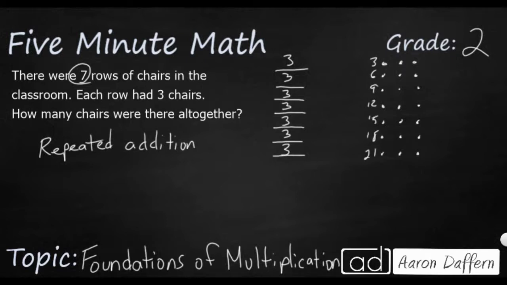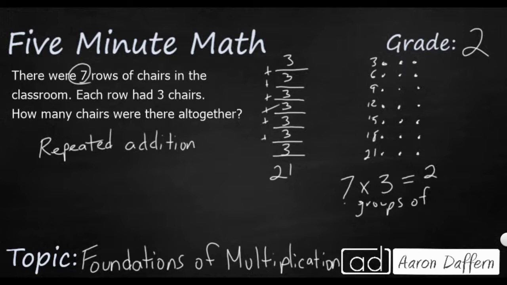So if I wanted to, I can say 3 plus 3 plus 3 plus 3 plus 3 plus 3 equals 21. Or I could say 7 times 3. So 7 times 3 means I have 7. You can think of the times, the X symbol there, as the words groups of. So 7 groups of 3.